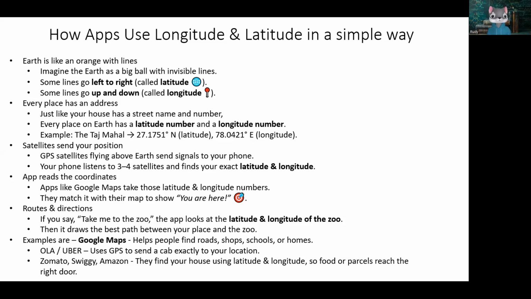Examples are Google Maps, which helps us find roads, shops, schools, or homes. Ola or Uber uses GPS to send a cab exactly to your location. Swiggy, Zomato, and Amazon find your house using latitude and longitude, so food or parcels reach there the right way.